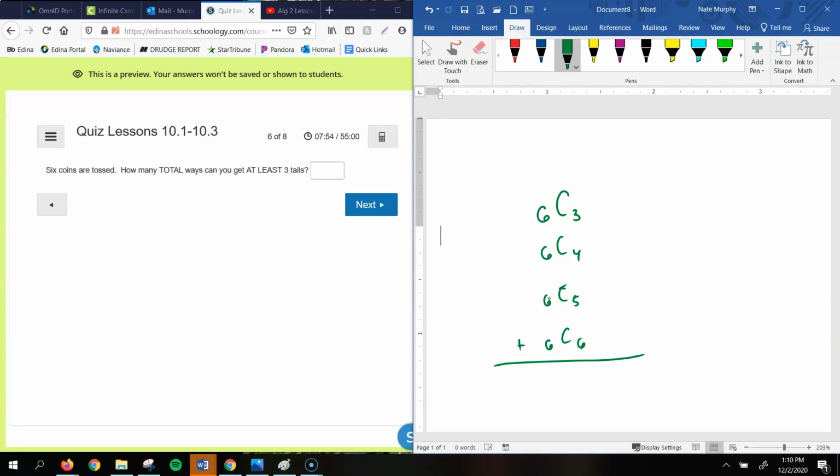Well, 6 choose 3, we can do this in our calculator. 6 choose 3 would be 20. 6 choose 4 would be 15. And this one should be 6, and the next one should be 1. And so then we're going to add those together. So if we take 20 plus 15 plus 6 plus 1, we end up getting 42 as our answer. So there's 42 different ways that could happen.